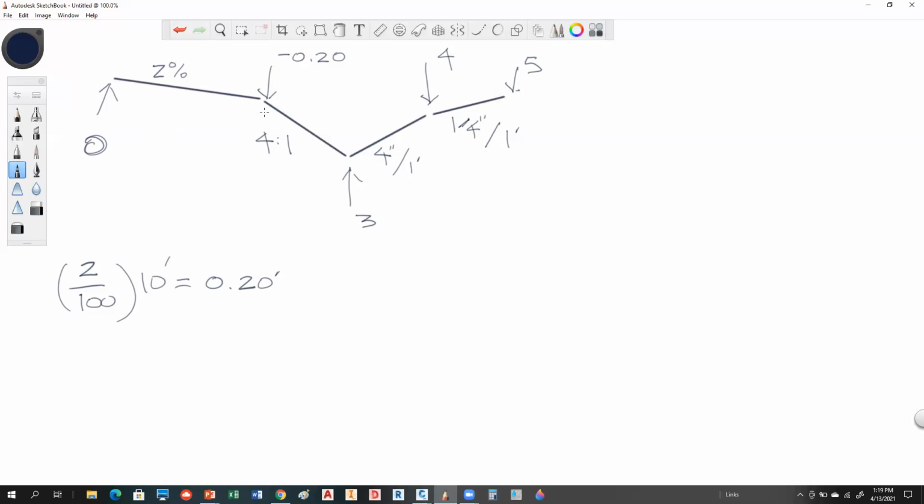So now we want to know what the drop is from point 3 to the center line. But first we have to determine what this is, right? So 4-to-1 says that you have 1 unit of rise in 4 units of run. Does everybody agree with that? That's what that's saying. 1 unit of rise, 4 units of run. And that's going to be equal to X amount of drop or rise in 5 units, 5 feet.